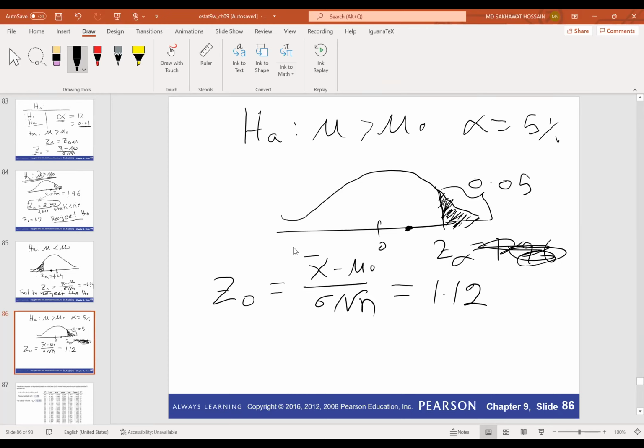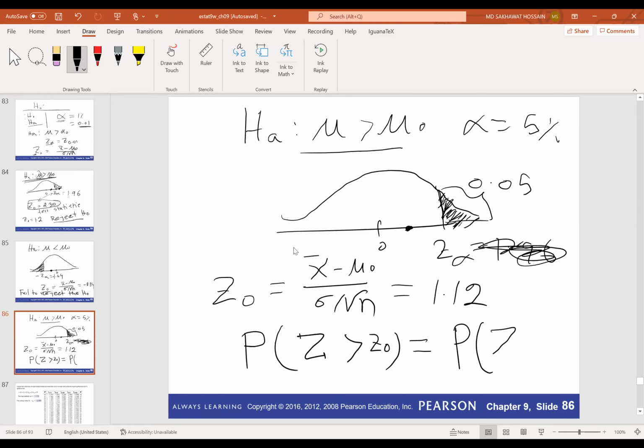So what is the p-value in this case? Since this is a right tail test, the p-value will be the probability of z greater than z0. For a left tail test, it will be opposite: z less than z0. So that means probability of z greater than 1.12. Now from the z table, you will find this probability. And for sure, this probability will be greater than 0.05, right?